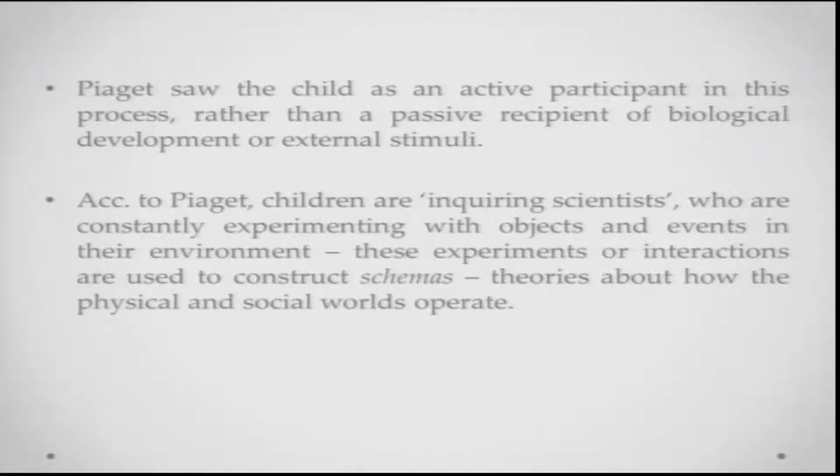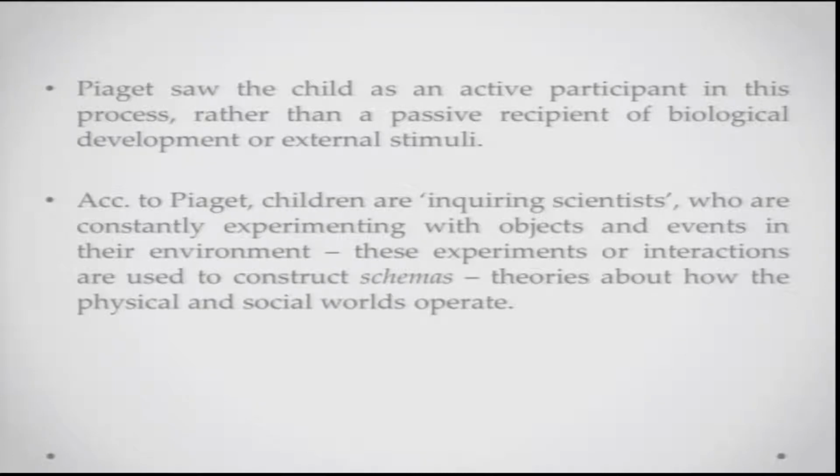Piaget basically, and the whole point of the example that I was giving was that Piaget views the child as an active participant in his environment. The child is an active participant in his environment, and is also an active role player in the entire developmental process. It's not that the child is just a passive recipient of whatever biological development is happening and whatever the external stimuli are teaching the child.